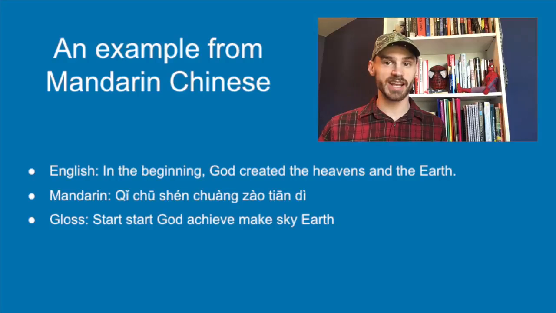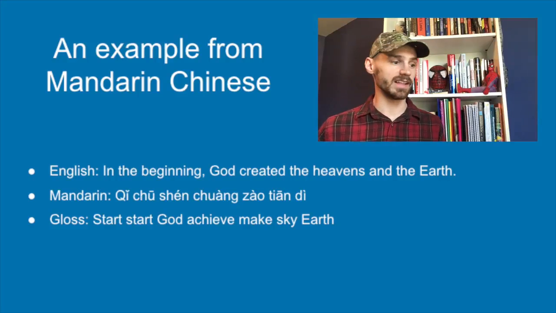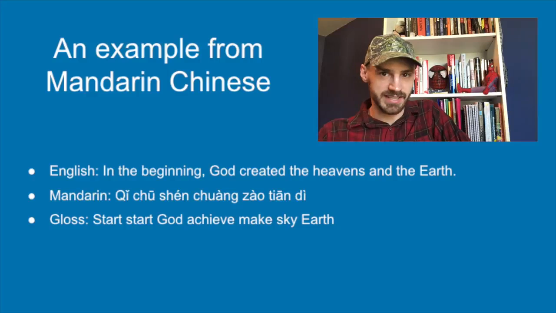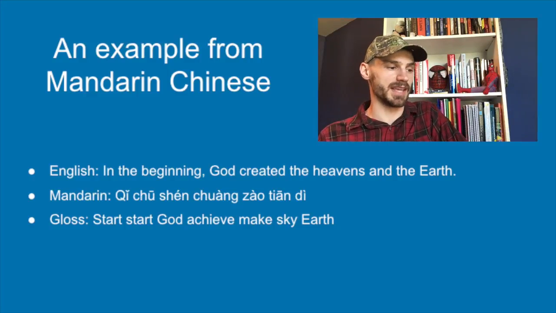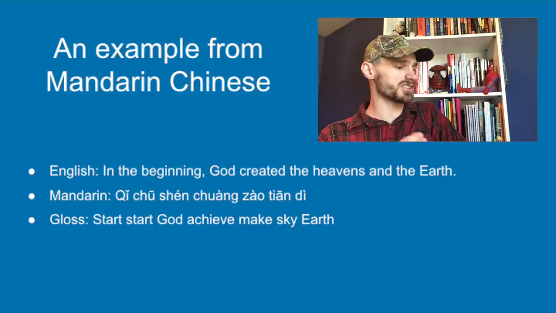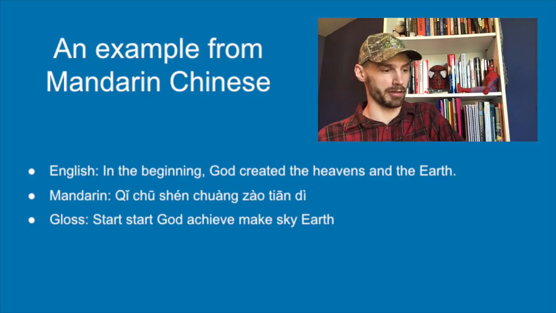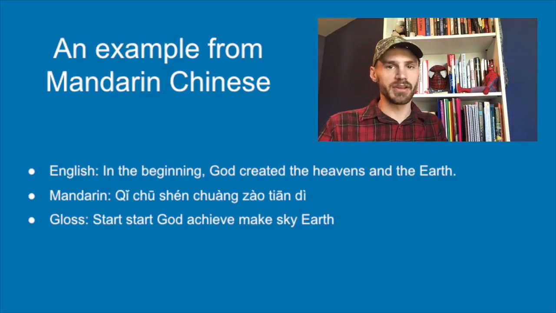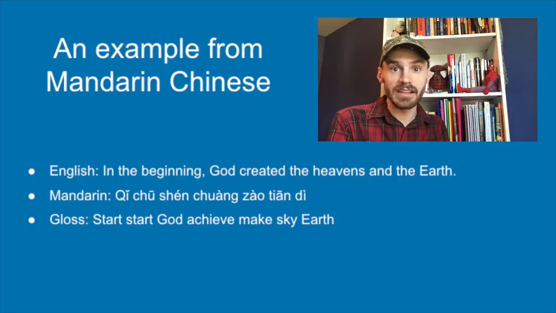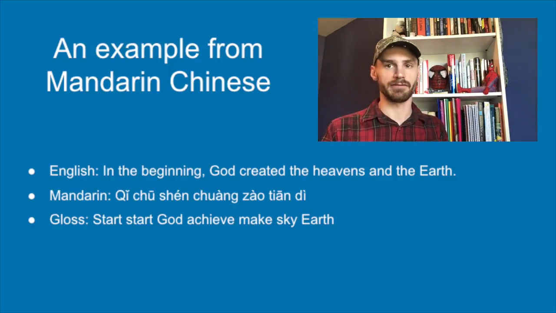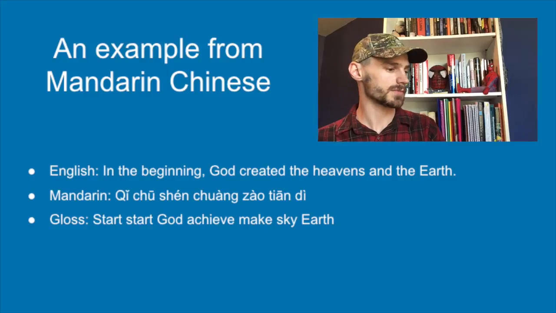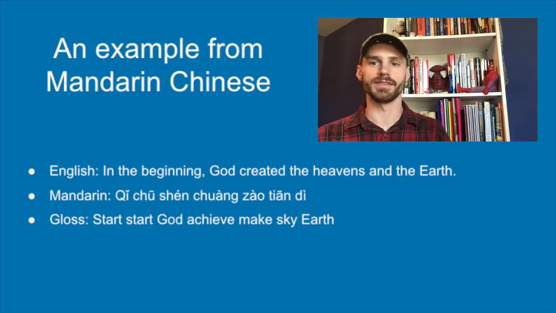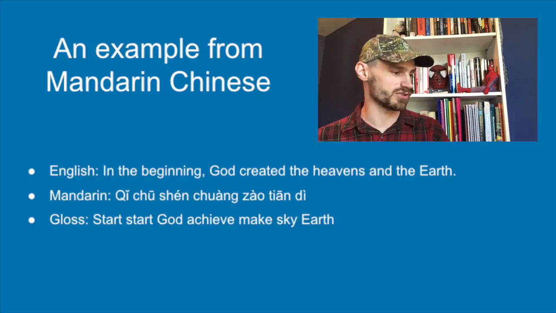Well, in Mandarin Chinese, it's even simpler than in English. Apparently, like I said, I don't speak Chinese, but apparently what this sentence means, word for word, is "start, God achieve, make sky, earth." Apparently they just have two different words for start or something, I don't know. But you can see that they don't have all of the inflectional nuance that even English has, English being a relatively inflectionless language. But I just include this to show you that it is a spectrum.